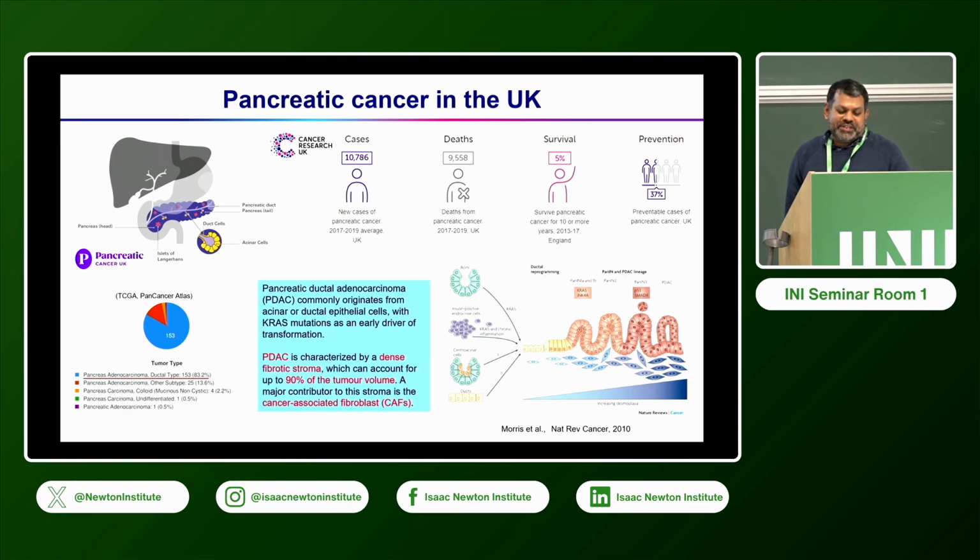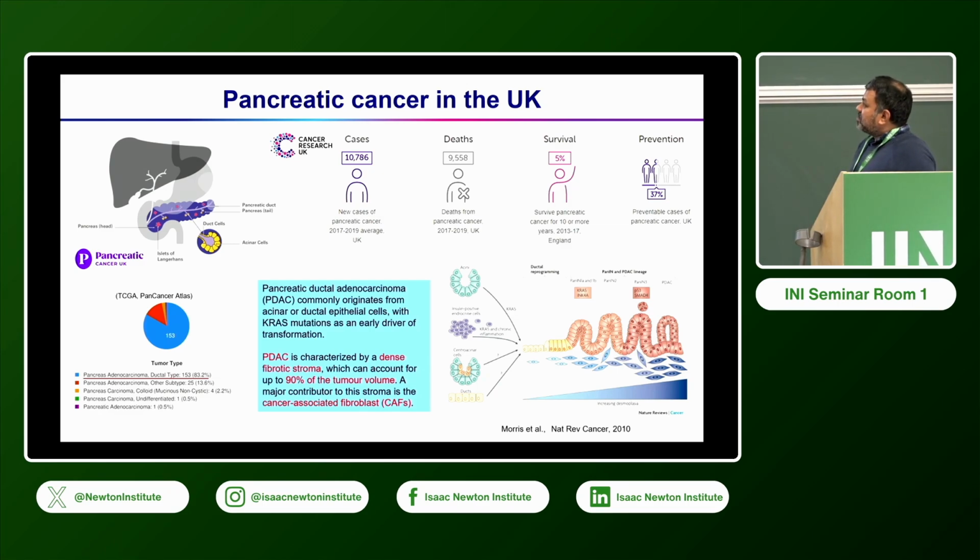So you may know pancreatic cancer is one of the most aggressive cancer types. The 10-year survival rate in England is about 5%, but still many cases, like 1/3 of the cases, are preventable. Therefore, of course, we need some novel strategies to better understand pancreatic cancer. So that was the motivation for my project.